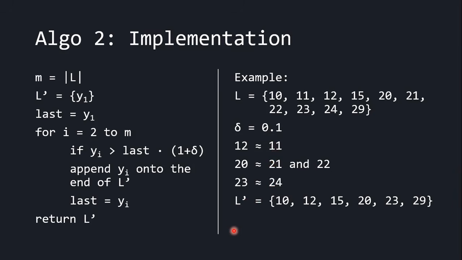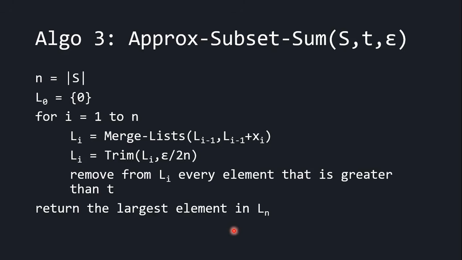Now we can move on to the approximate subset sum solution. This solution simply combines the trimming idea with the original exact solution. As you can see here, we have just added an extra line to the exact subset sum solution. After we have computed Li using the merge lists function, we will just trim it. This is done using the trim function where delta is epsilon divided by 2n. This solution runs in polynomial time.